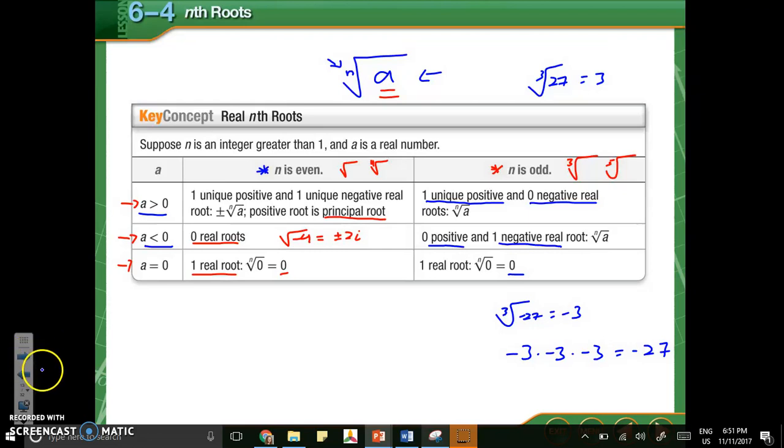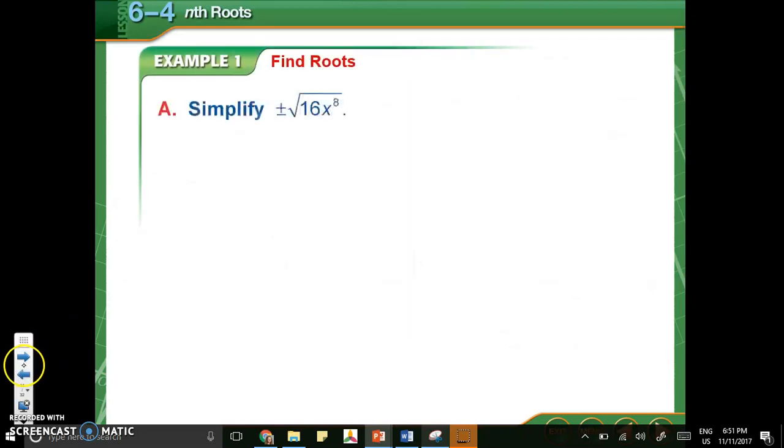Okay, so you might need to take a little time to go back and read back over those charts and make sure that you get all of the concepts. If you have questions, bring them to class. But let's try finding some roots.